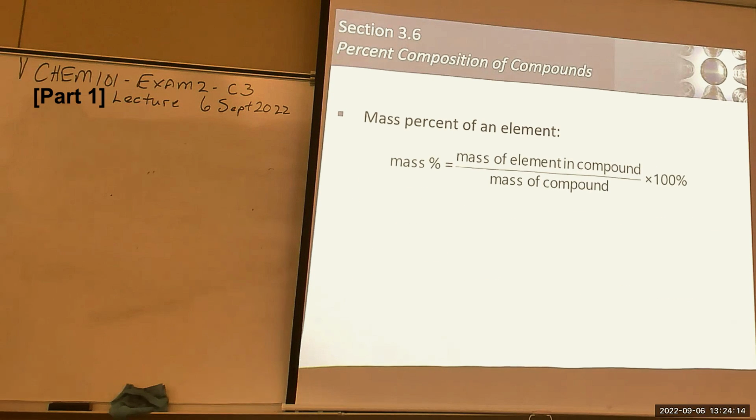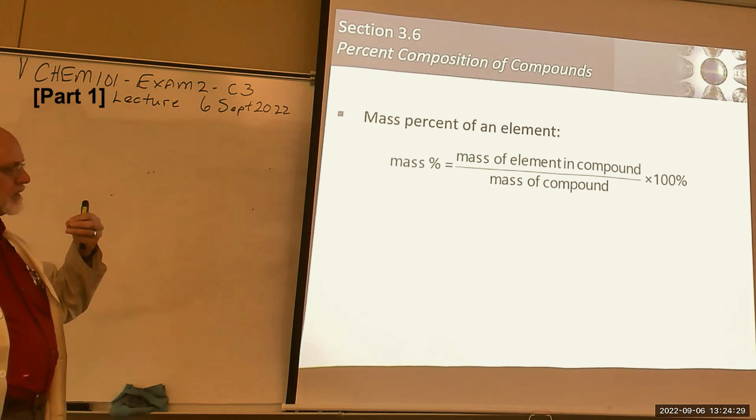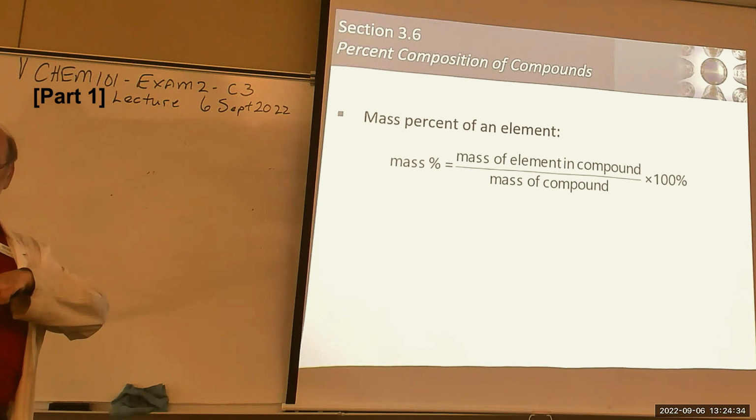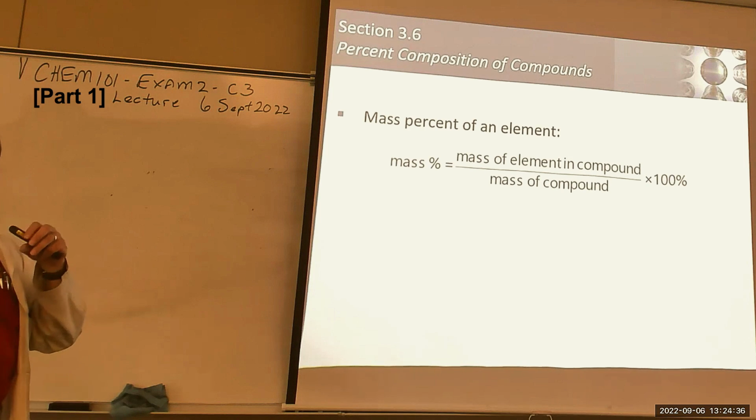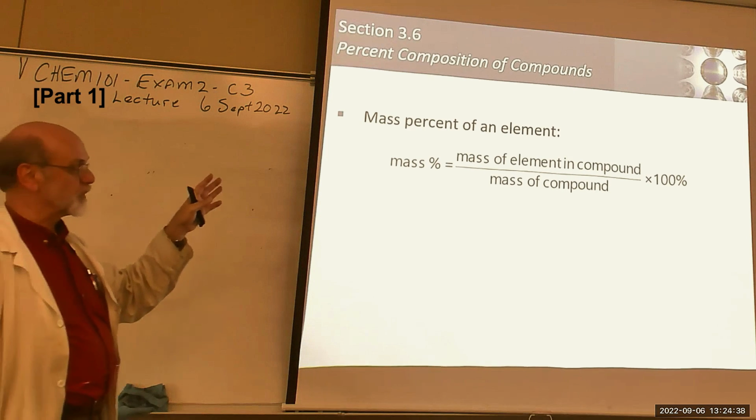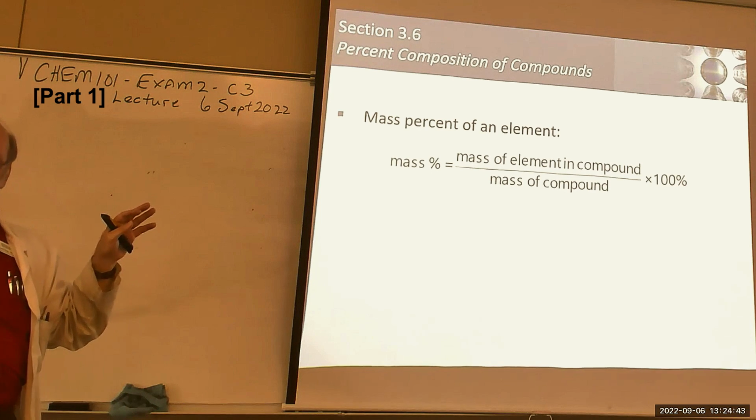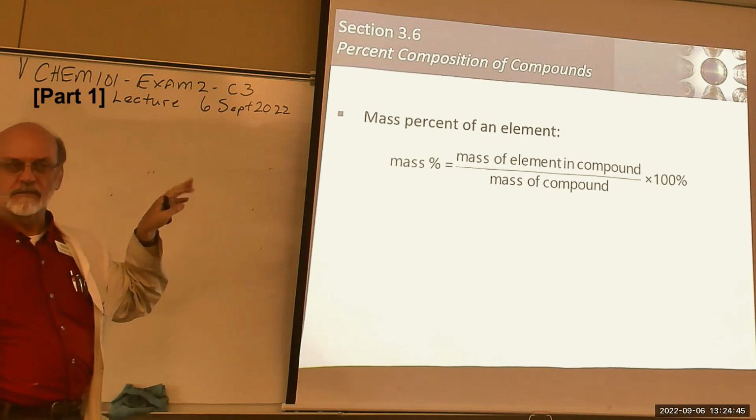Okay, so now we want to look at how do we express the composition of a compound? What is it made of? One of the simplest ways is mass percent, right? This element is so much percent of the total of the compound. And we present this one first because for a bench chemist, when they're analyzing a compound, this is what they'll come up with, mass percent.